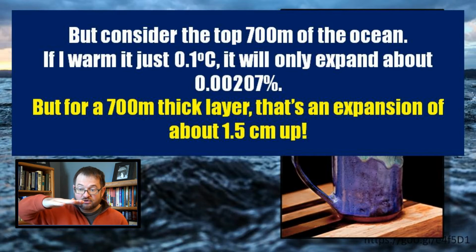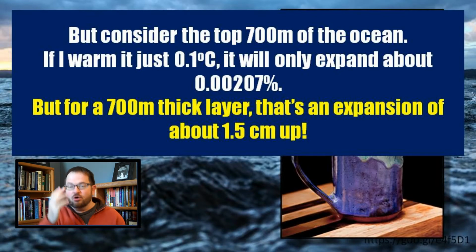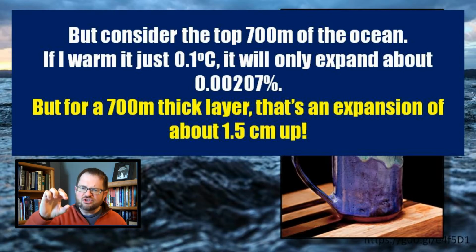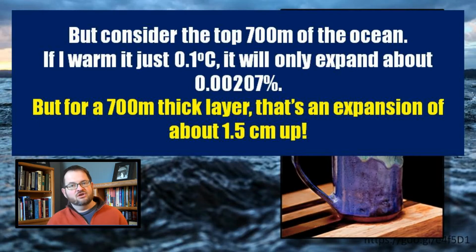But that was 700 meters of water, and it can't expand in any direction horizontally or down. The only place it can go is up. So all that expansion is upward, and if you do the math, it works out that that 700 meter thick layer will expand upward about 1.5 centimeters for that tiny little change of temperature. Okay, 1.5 centimeters is not a huge change in the depth of the ocean.